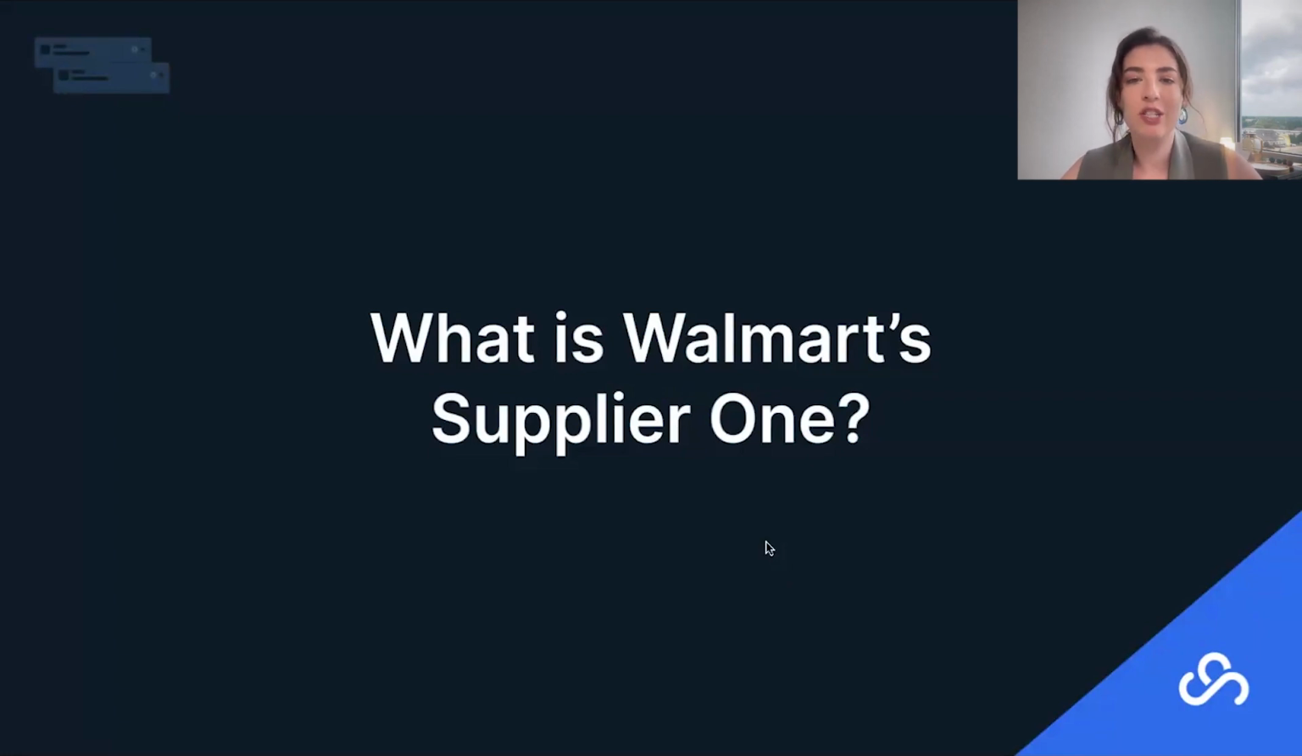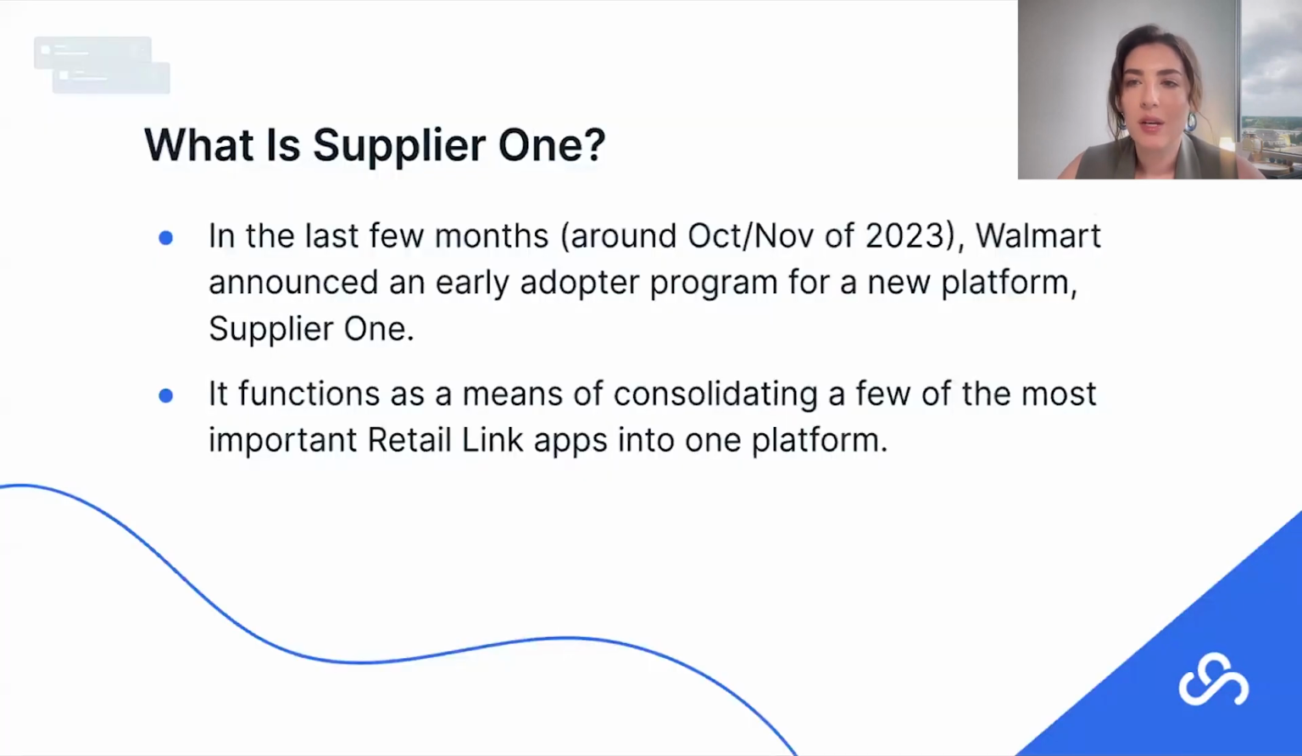All right, but let's answer the question: what is Walmart Supplier One? Essentially, Supplier One is a program that encapsulates a couple of different Retail Link apps. Initially, around November last year, Walmart announced the early adopter program for this new platform. It was announced in some of the supplier growth forums, and then there was some chatter around what it was and what purpose it would serve. We're going to talk about some of the functions that it will serve.